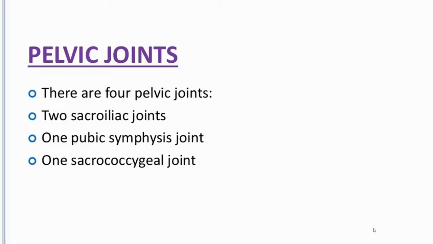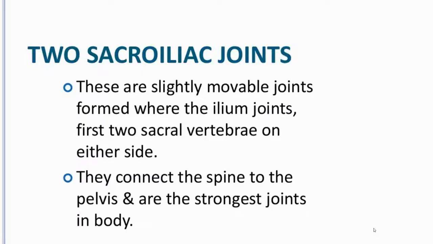Now we will see the pelvic joints. There are four pelvic joints. These are the two sacroiliac joints, one pubic symphysis joint, and one sacrococcygeal joint.